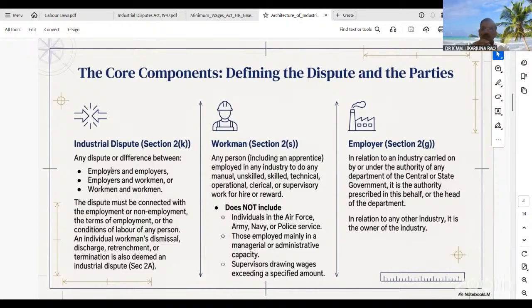Like the workman, the employer is defined in Section 2, subsection G of the Industrial Disputes Act 1947, in relation to an industry carried on by or under any authority, the Departments of Central and State Governments, and an authority or person specified in the department. They are mentioned in this Act.